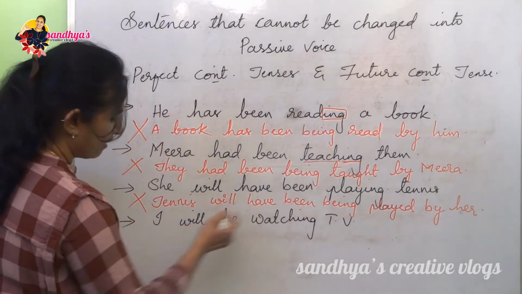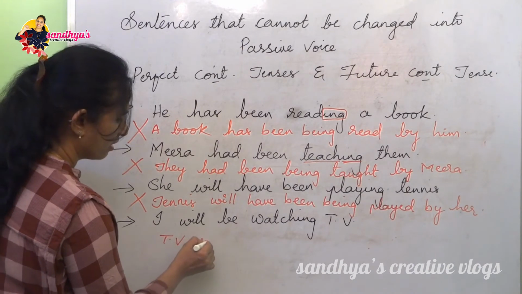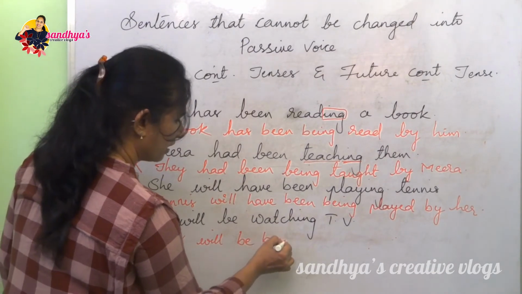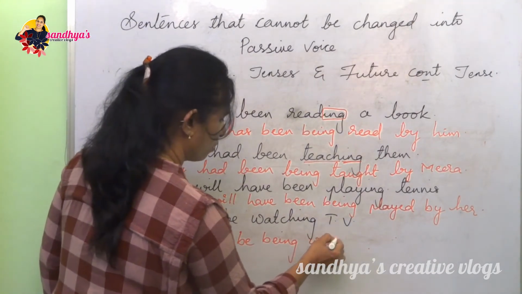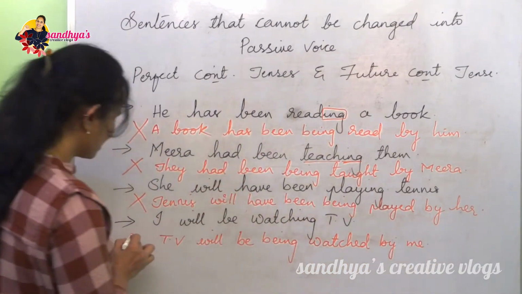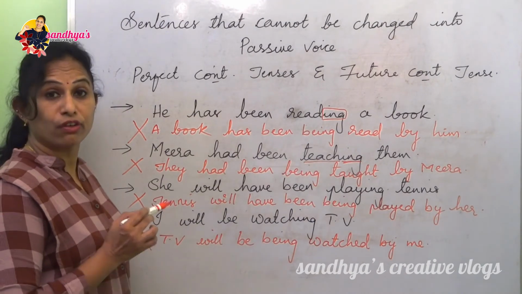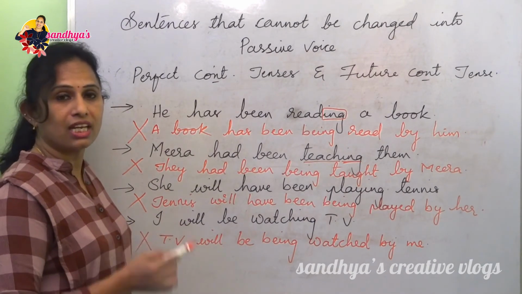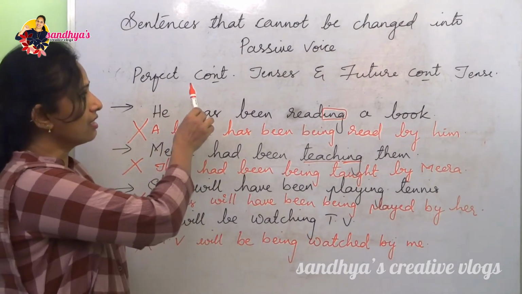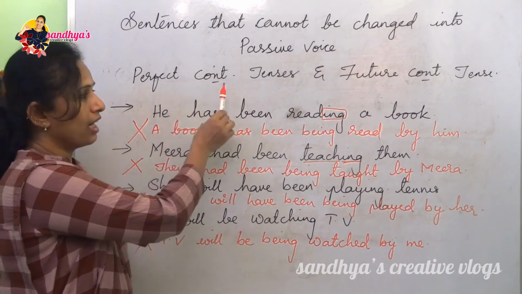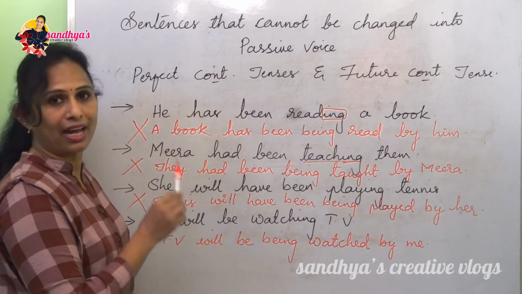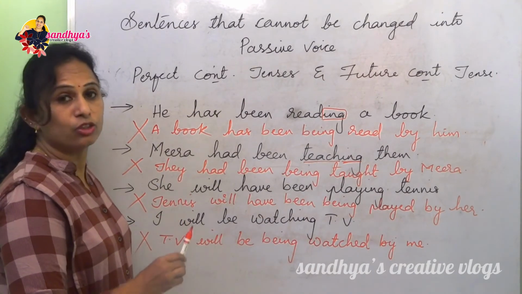I will be watching TV. Start with TV. TV will be in the form of being watched. Third form of watch is watched by me. So all these sentences do not make any kind of sense. We will never come across any person speaking like this. So that's why we say that the sentences which are with perfect continuous tenses or future continuous tense cannot be changed from active voice to passive voice. This is rule number 2.